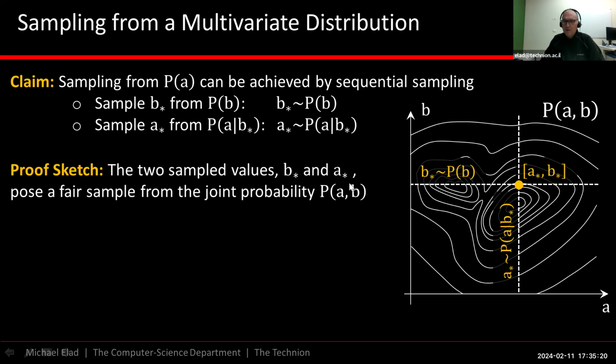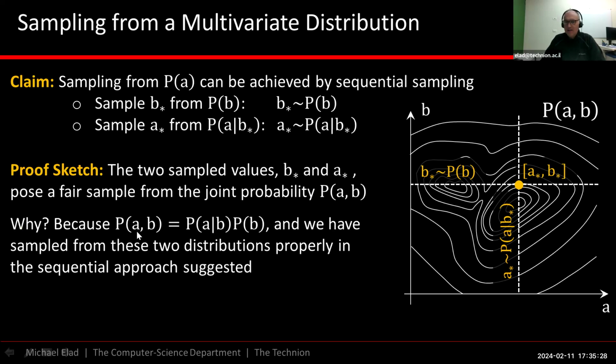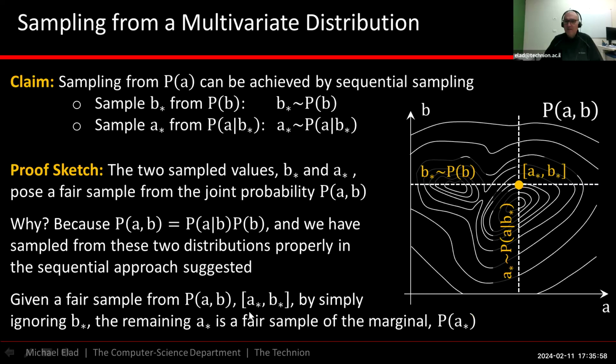The idea is the following. This A star and B star, according to this regime, is basically a fair sample from PAB. Why? Because of the very simple formula that says that the joint P of AB is the conditional P of A given B times P of B. And so reading aloud the equation here on the right, it says, first P of B can serve you in order to choose how B should be sampled. And so this is exactly what we did. And then you plug it into the other part and choose A. And so choosing sequentially B and then A is exactly choosing a pair from the joint probability AB. And once we have them, forget about the B, look at the A, and you're looking at a fair sample from P of A.